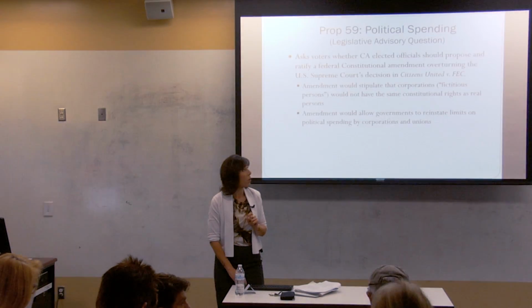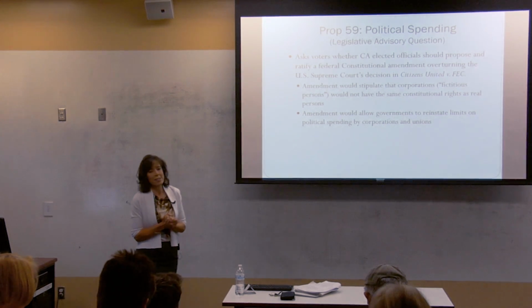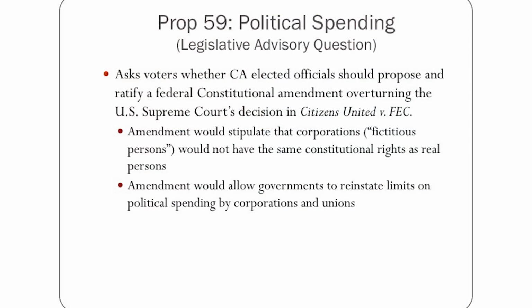Last one, this is an easy one. Prop 59 is a symbolic vote, whether or not you want the legislature to recommend a constitutional amendment at the federal level to overturn the U.S. Supreme Court's decision in Citizens United versus the FEC. And it absolutely has no binding capability whatsoever. I promise you the Constitution will never be amended this way. It's really a proxy vote as to whether you like the Supreme Court's decision in Citizens United or not.